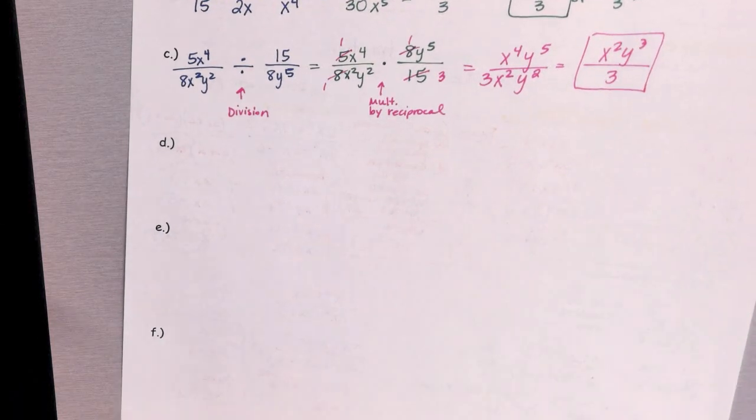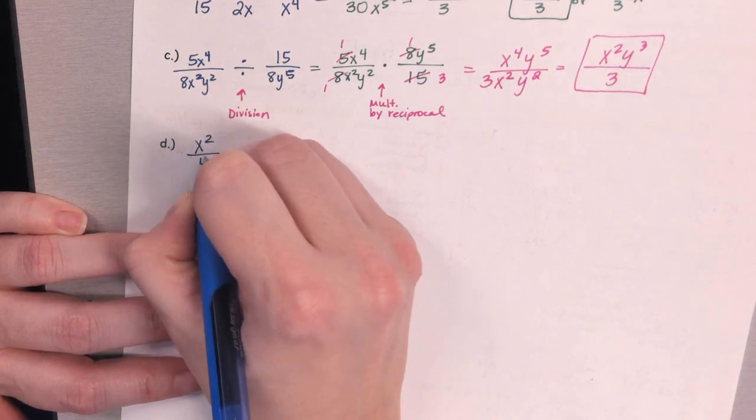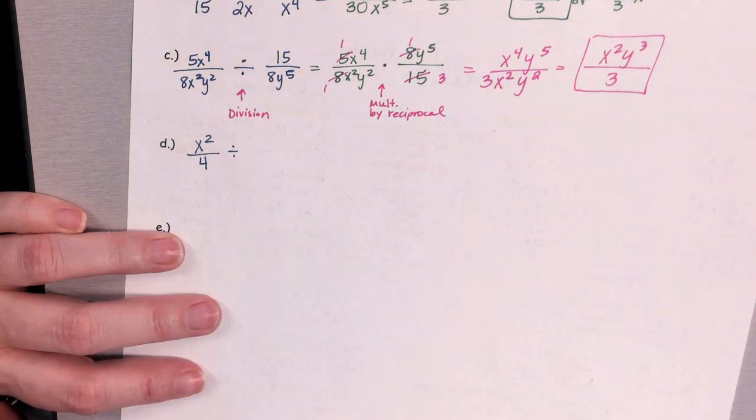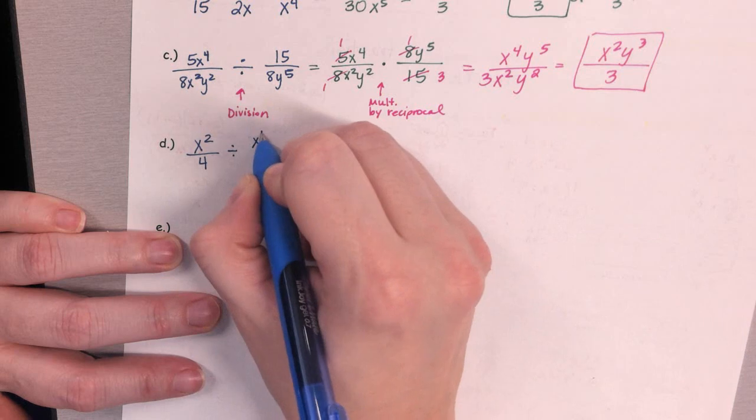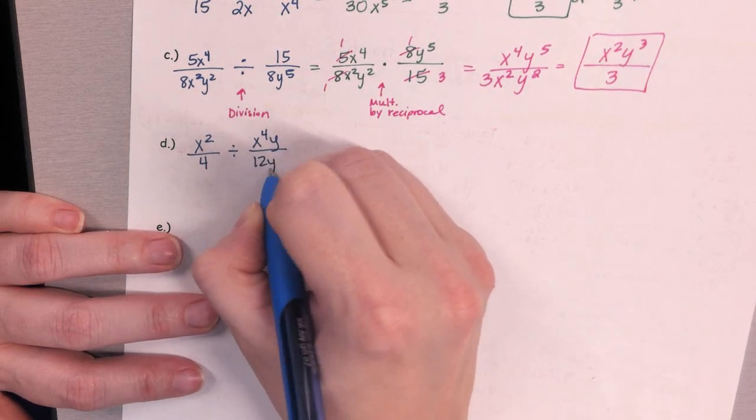All right, you try this division. x squared over 4 divided by x to the 4th y over 12y squared.